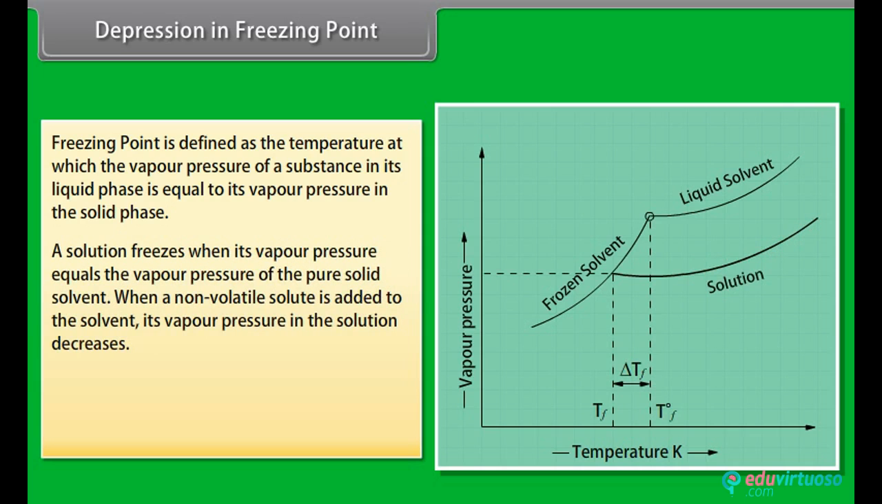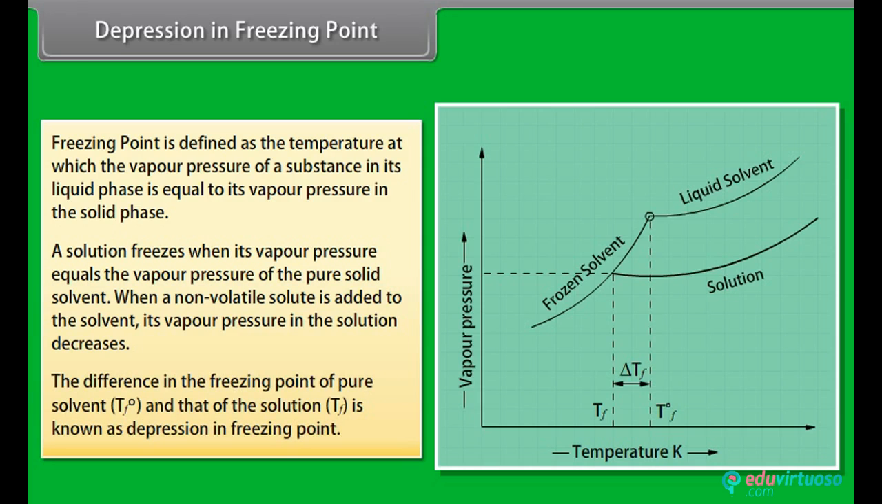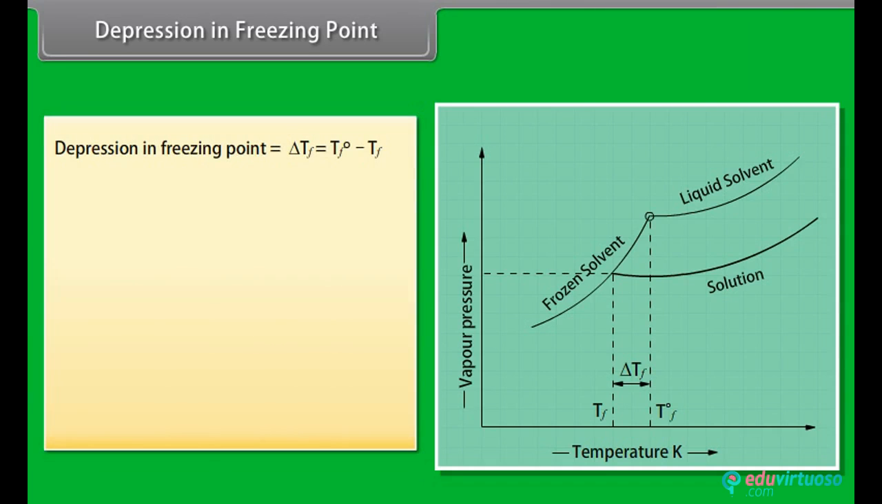A solution freezes when its vapor pressure equals the vapor pressure of the pure solid solvent. When a non-volatile solute is added to the solvent, its vapor pressure in the solution decreases. The difference in the freezing point of pure solvent and that of the solution is known as depression in freezing point. Depression in freezing point is denoted by delta Tf, which is equal to Tf naught minus Tf.